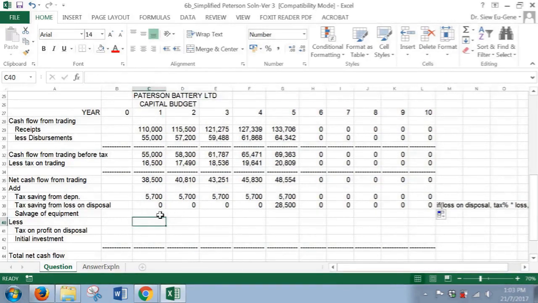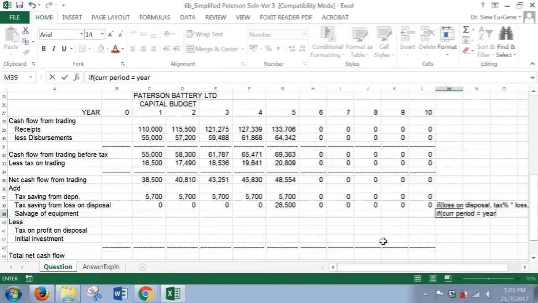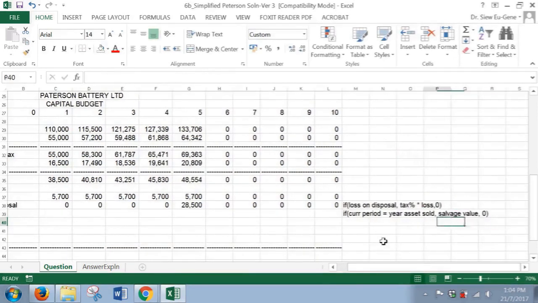Now we'll go on to the salvage of equipment. We only sell our asset at year 5. So if current period is equal to year asset sold, we get our selling price, which is the salvage value. Any other year, we do not sell our asset, so we should receive $0. Right? So this is the key.